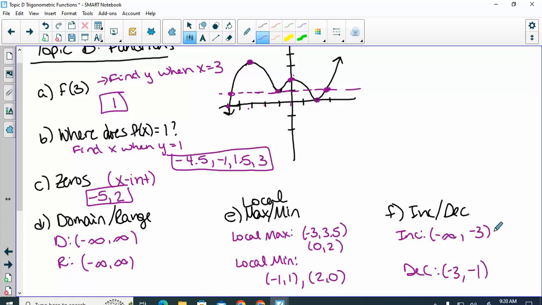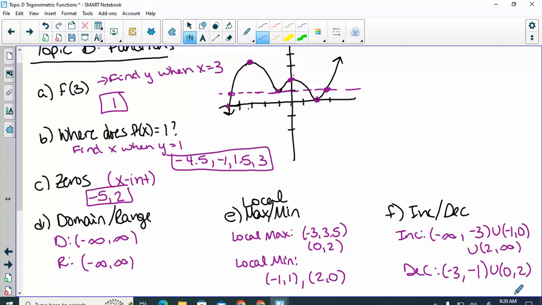From -1 to 0, it's going up again, so it's union. From 0 to 2, it's falling, decreasing, and then 2 to infinity, it's increasing again. All right. So far, so good.